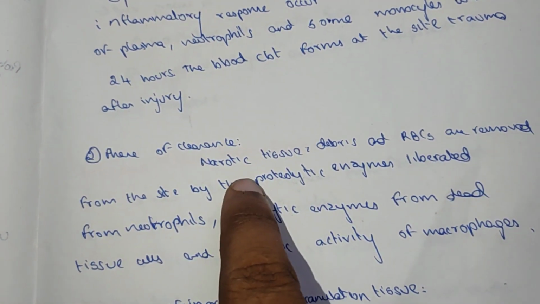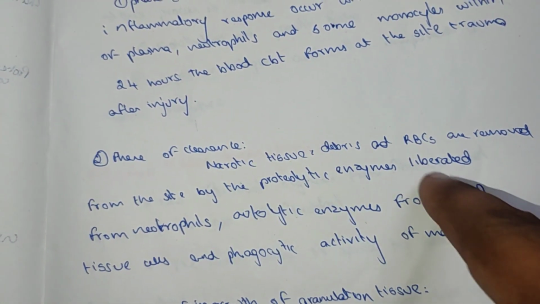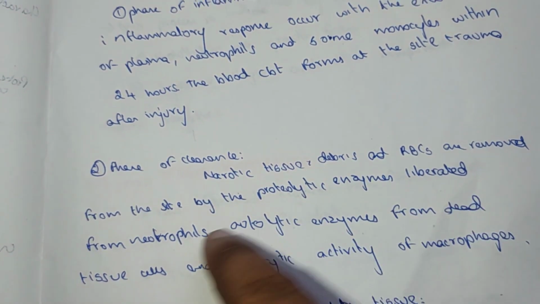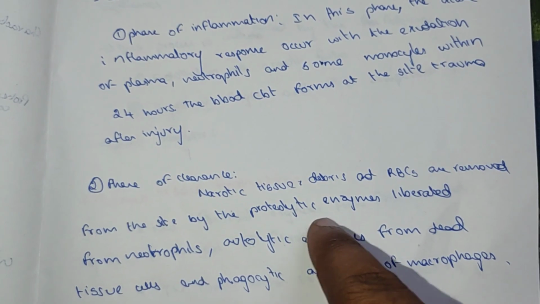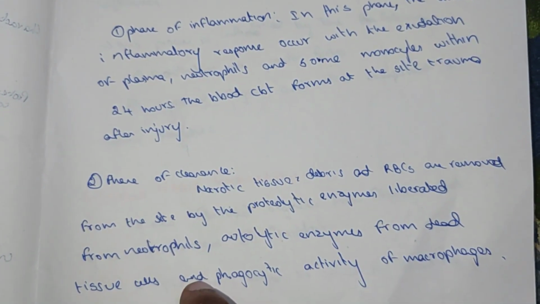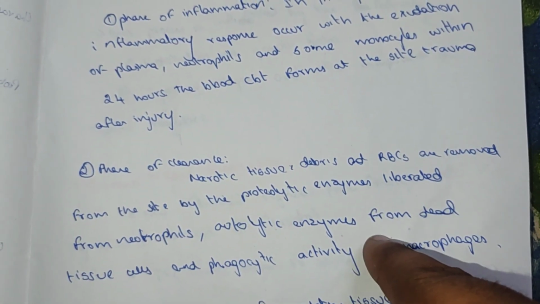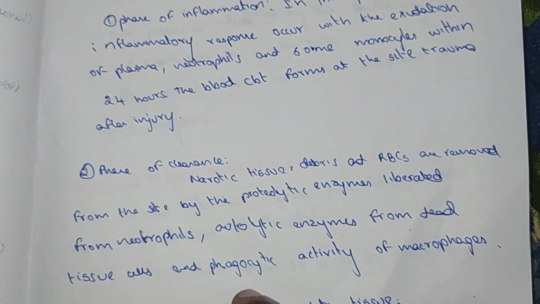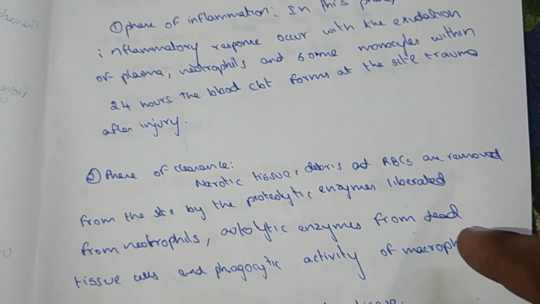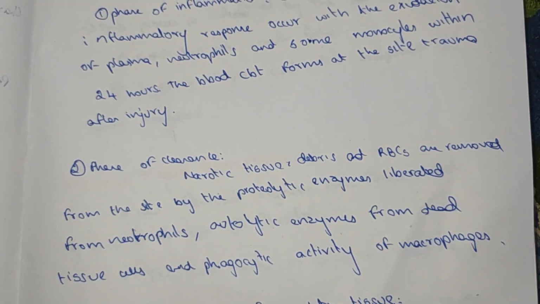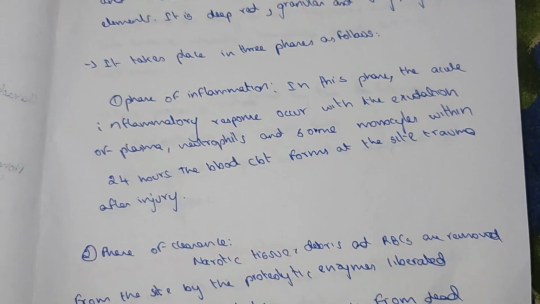The phase of clearance: the necrotic tissue debris and the RBCs are removed from the site by proteolytic enzymes liberated from the neutrophils, autolytic enzymes from the dead tissue cells and the phagocytic activity of the macrophages. These are the two stages.